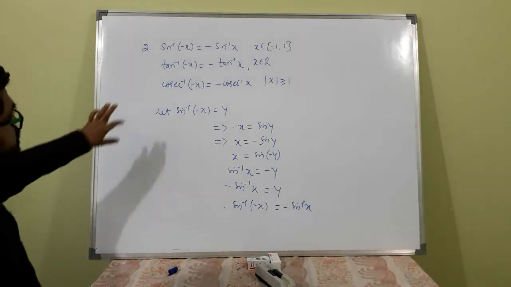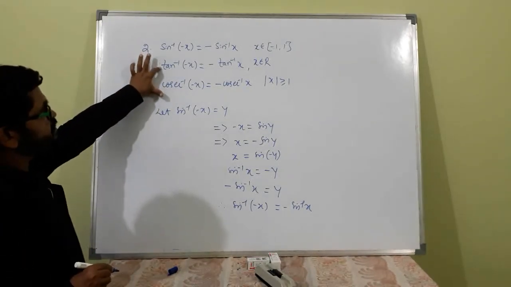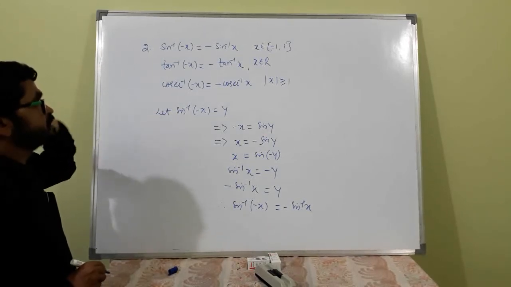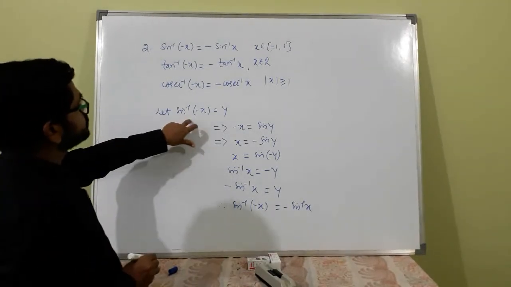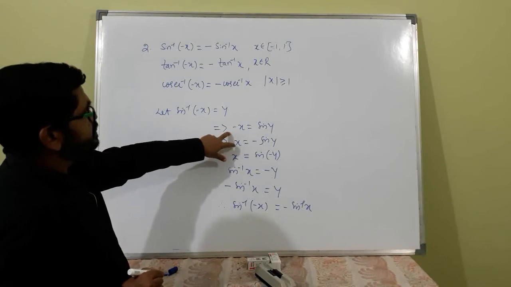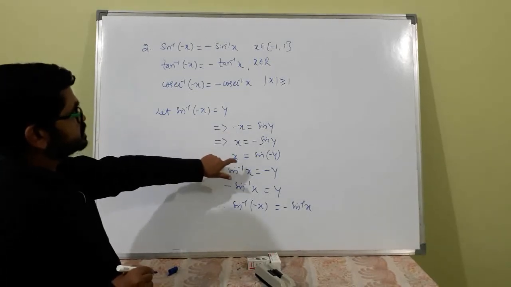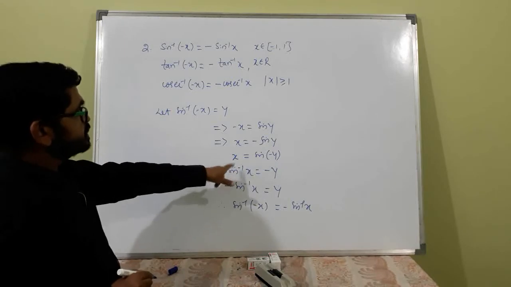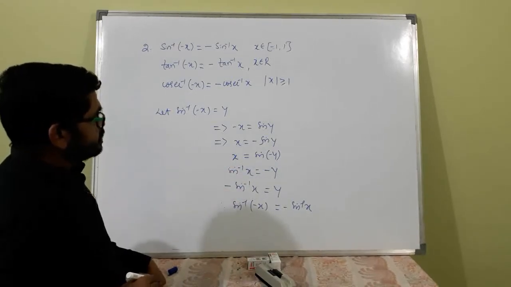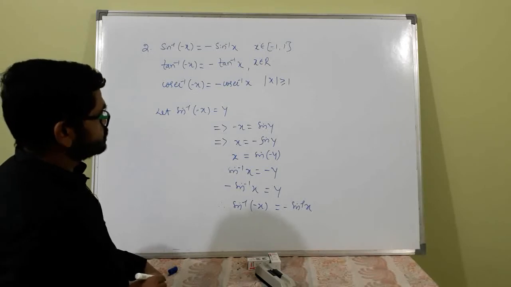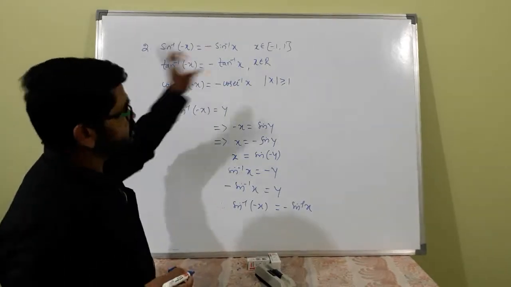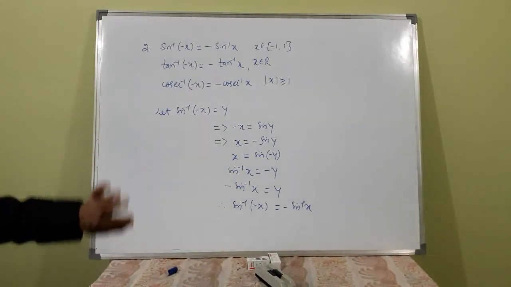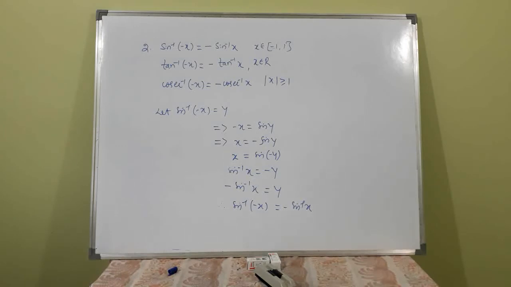Similarly, you can find tan inverse of minus x and cosecant inverse of minus x also. Any one may be asked for 2 marks. If you take tan inverse of minus x is equal to y, then again minus x is equal to tan y, x is equal to minus tan y, and x is tan of minus y. So tan inverse of x is equal to minus y, or minus of tan inverse x is equal to y. So tan inverse of minus x is equal to minus of tan inverse x. Just replace sin by tan, that's all. Similarly for cosecant.